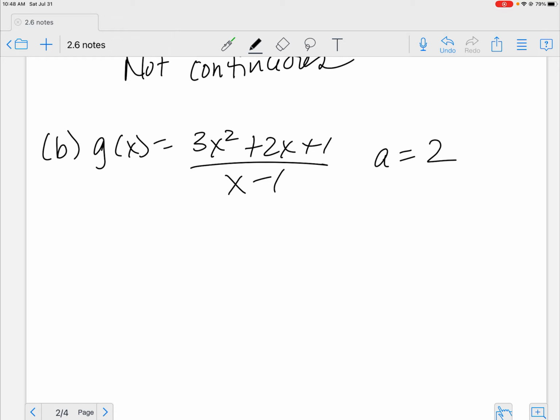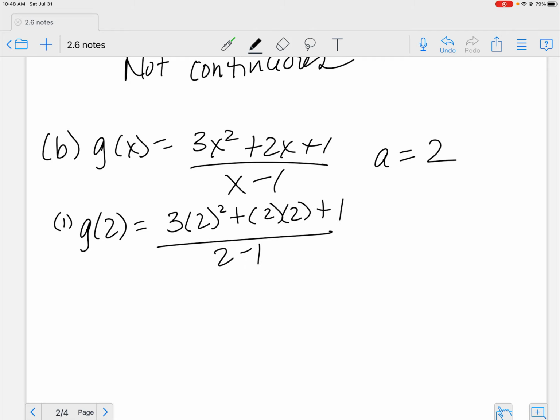If I were to plug a 2 in here, g of 2, that's my first criteria, right? So I have 3 times 2 squared plus 2 times 2 plus 1 over 2 minus 1. So what do we have here? 4 times 3 is 12 plus 4 plus 1 all over 1. So that's 17, right? 12 plus 5 is 17 over 1. So I do have a value. Check. Now let's check criteria number 2.